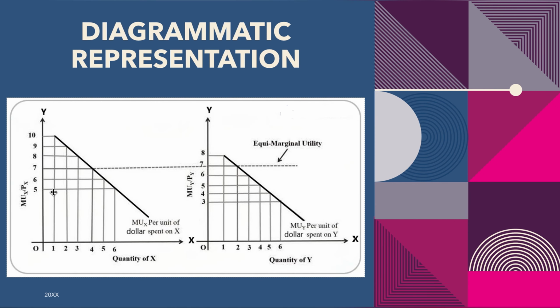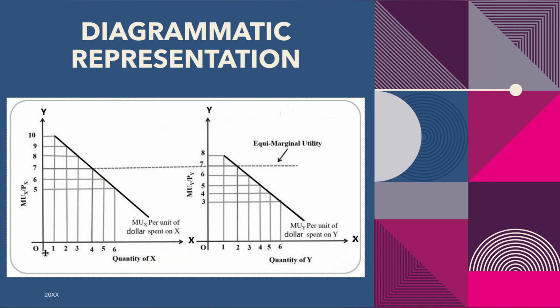That is given as this diagram. We can see that this line signifies the equi-marginal utility. How? Because on the x-axis we have the quantity of x and the quantity of y. Then on the y-axis of the first part of the diagram we have MUx by Px, that is the ratio of marginal utility to price of good x. And on the y-axis of the second diagram we have the ratio of MU to price of good y.